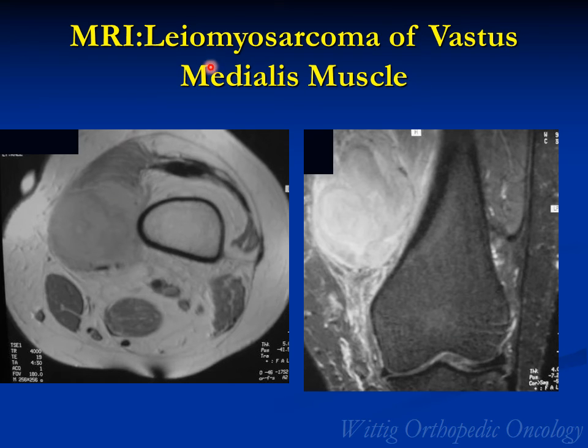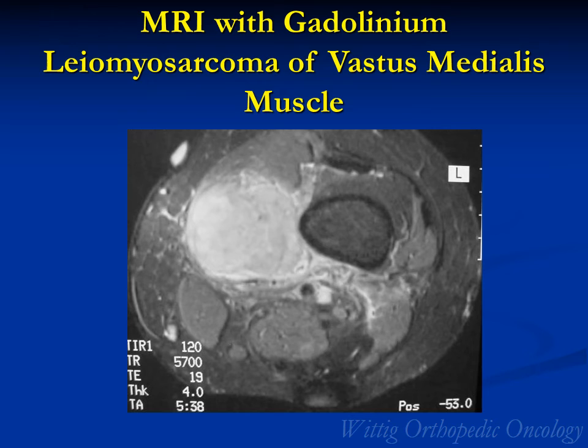This is showing you an MRI of a Leiomyosarcoma, the vastus medialis muscle. This is the axial T1 and T2 weighted image. There is nothing specific about this MRI. The T1 shows a mass that's similar signal intensity to muscle here, and the T2 shows high and low signal areas or a heterogeneous mass. This is the same tumor with gadolinium administration, which shows diffuse contrast enhancement.